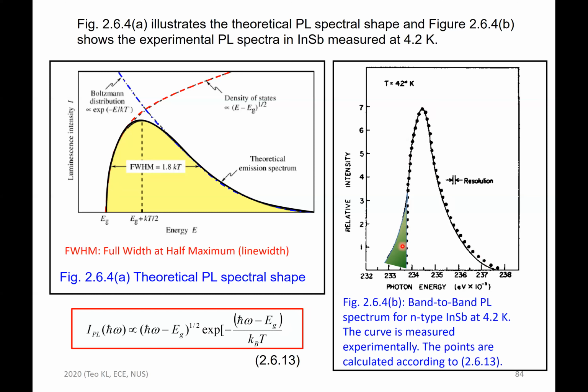However, you'll see some deviation at the low photon energy. This we have discussed before. This is due to the band tailing effect, which occurs not only in the absorption but, of course, in the emission as well.